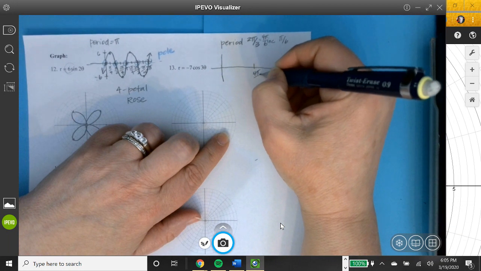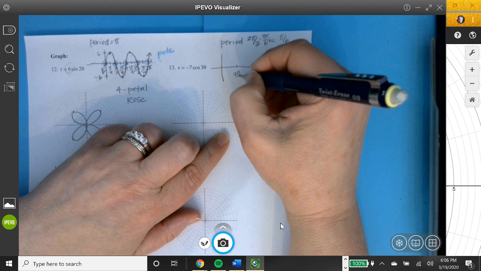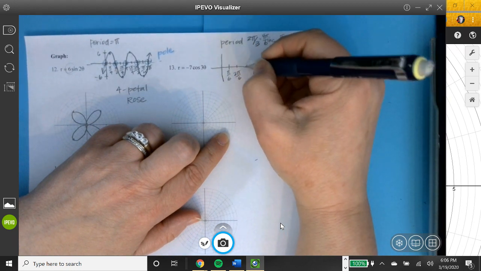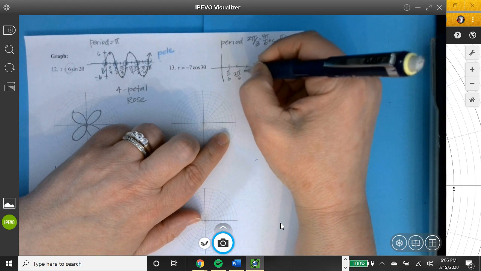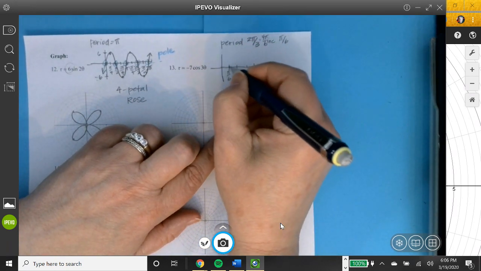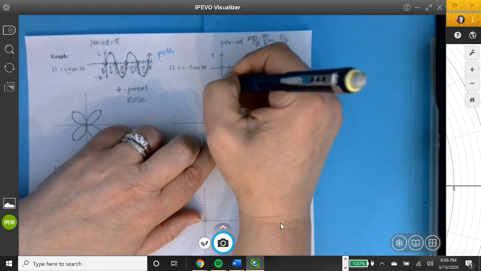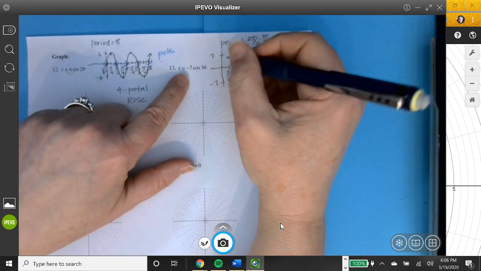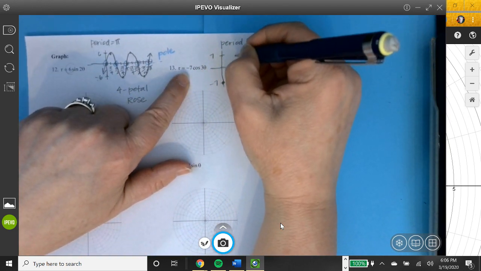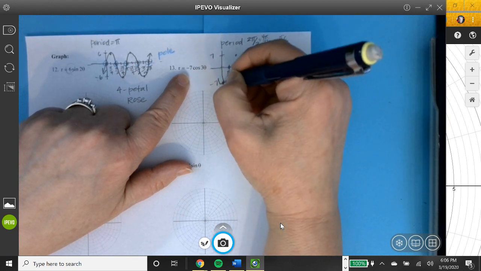4 pi over 6. Halfway is 2 pi over 6. This is pi over 6. And this is pi, 1, 2, 3. This is 3 pi over 6. And this has got a midline of 0 and an amplitude of 7, -7. And cosine is negative, so it's going to start off down in amplitude to the midline, up in amplitude, down to the midline, and then back. Here we go. There we go.